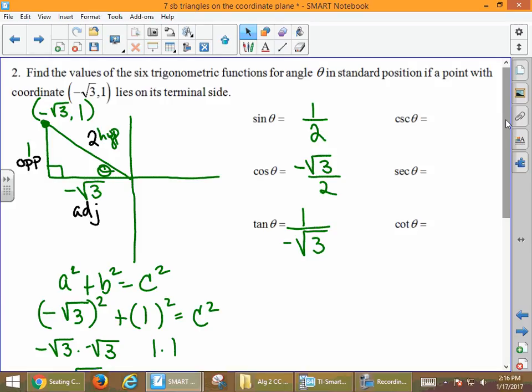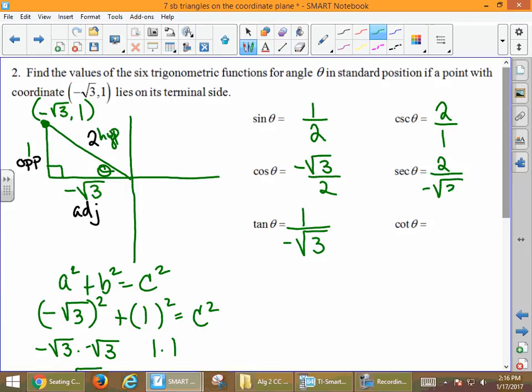Well, once again, the reciprocal of sine is cosecant. So 1 over 2 has a reciprocal of 2 over 1, no, you don't have to write the 1. The reciprocal of 1/2 is 2. Secant is the reciprocal of cosine, so we can take 2 divided by negative square root of 3. There's the reciprocal.